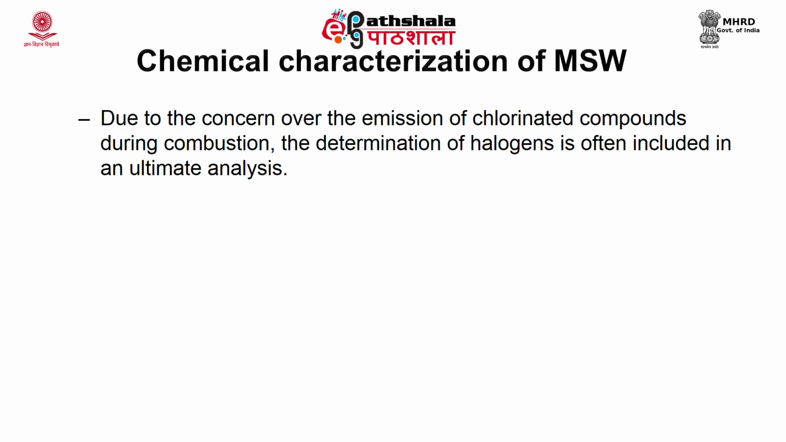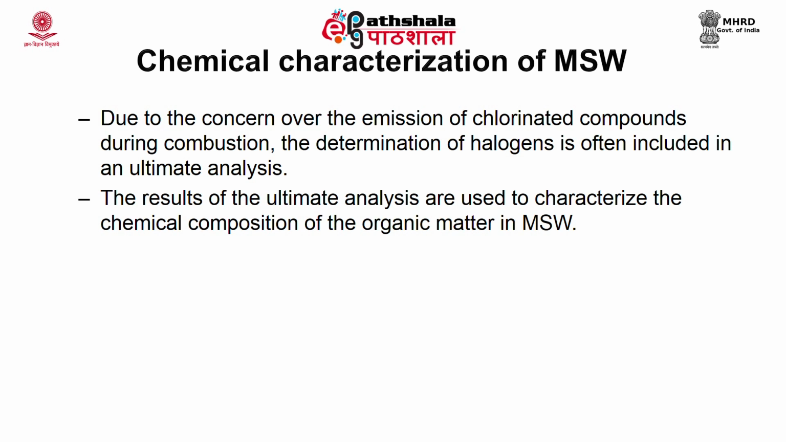Due to the concern over the emission of chlorinated compounds. For example, if you have some chlorinated compounds in your waste, then it is essential for us to determine the amount of halogens. Halogens, I am sure you would know what are halogens. They include chlorine, fluorine, iodine, bromine, etc.